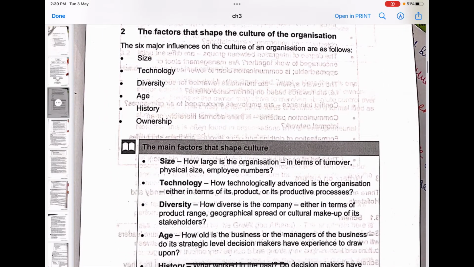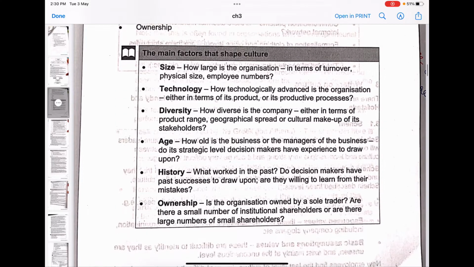The factors that shape the culture of an organization. There are six major influences on the culture of an organization: the size of the organization, technology used, diversity, age, history and ownership. Size, technology, diversity, age, history and ownership. So these are the main factors that shape culture.